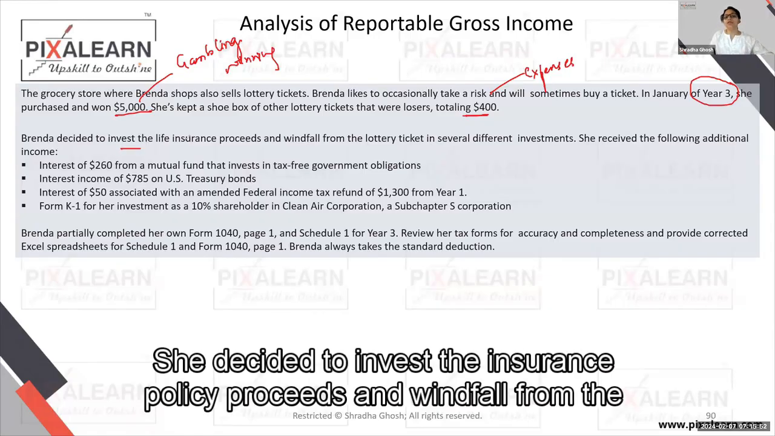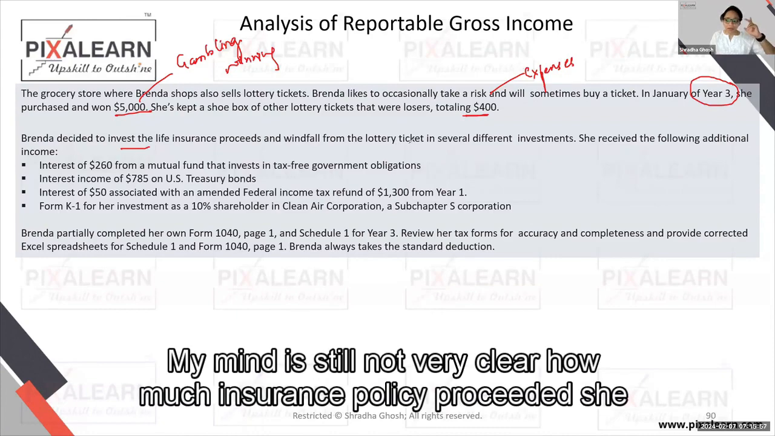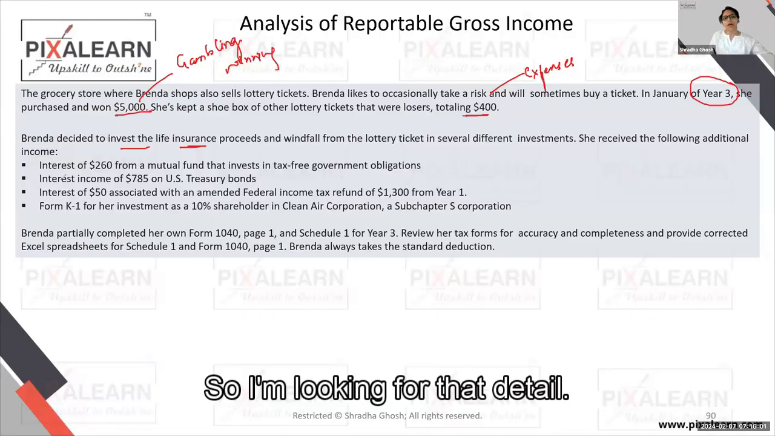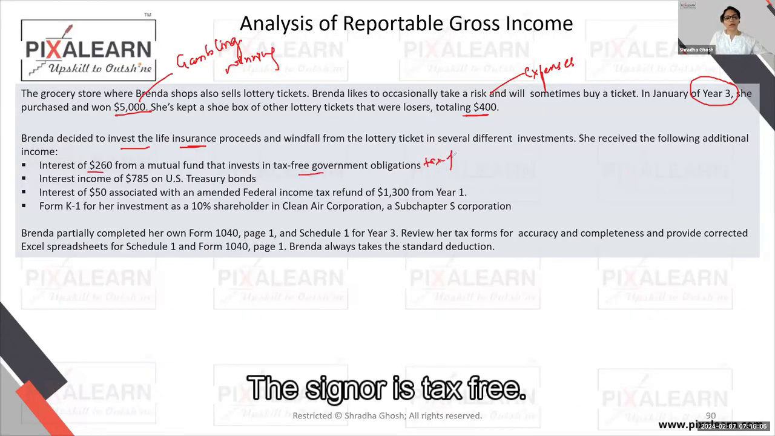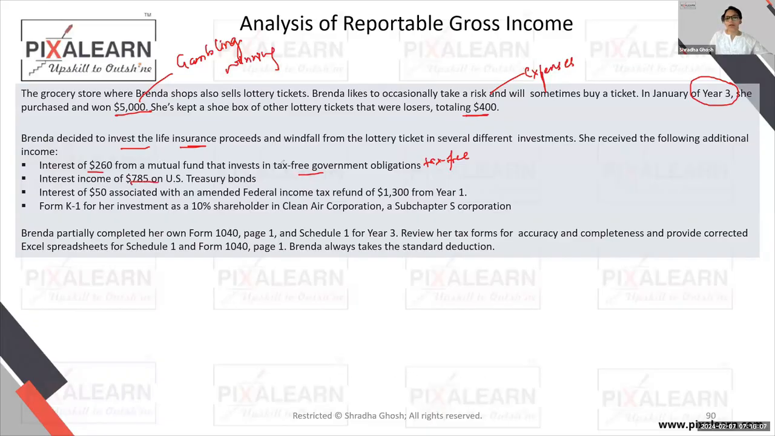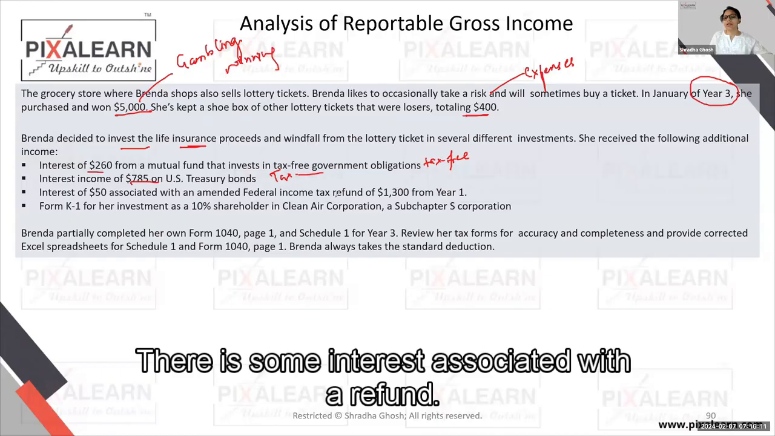She decided to invest the insurance policy proceeds and windfall from the lottery ticket. My mind is still not very clear how much insurance policy proceeds did she get. So I'm looking for that detail. There is an interest, tax-free. Okay, this I know is tax-free. There is an interest. I know this is taxable. There is some interest associated with a refund.